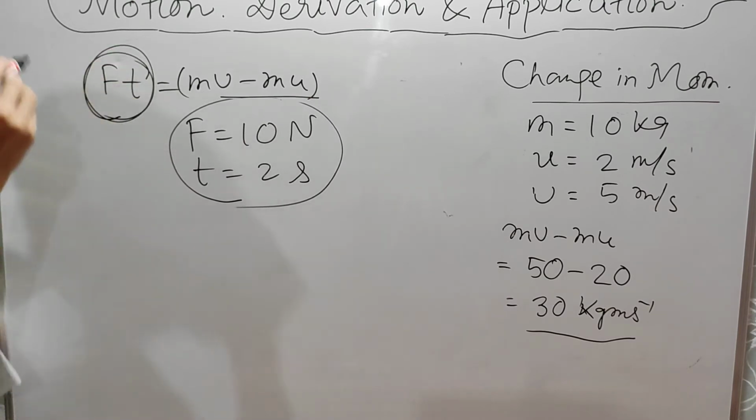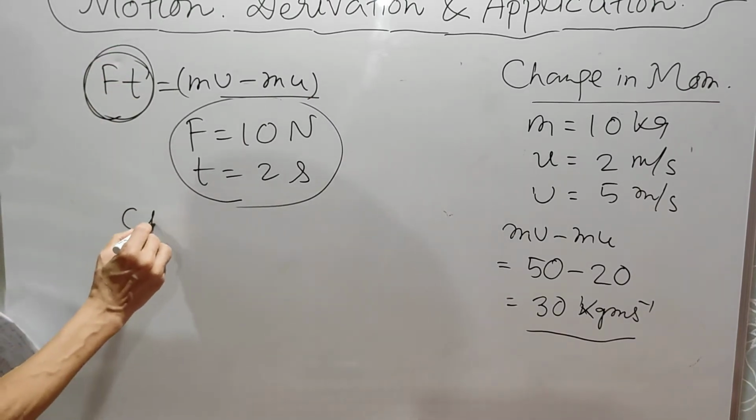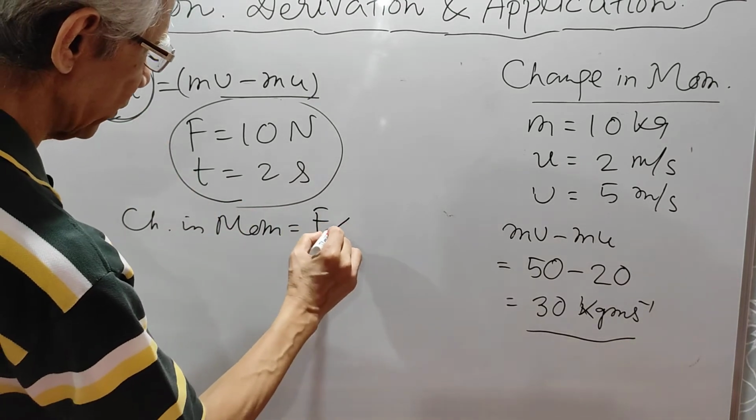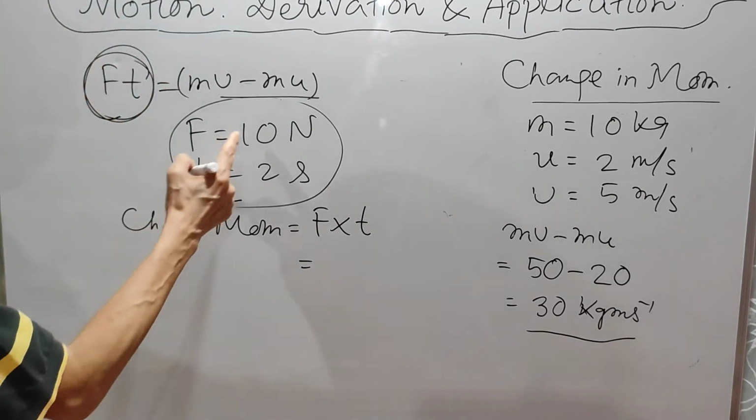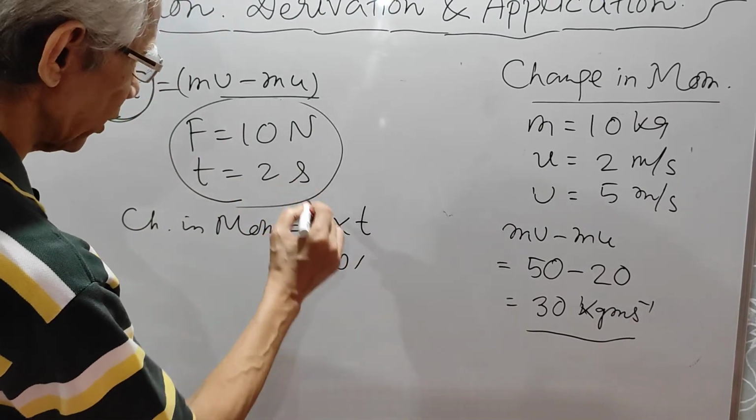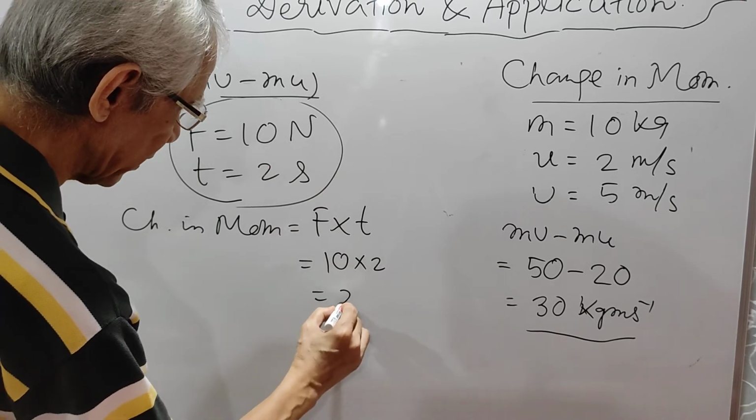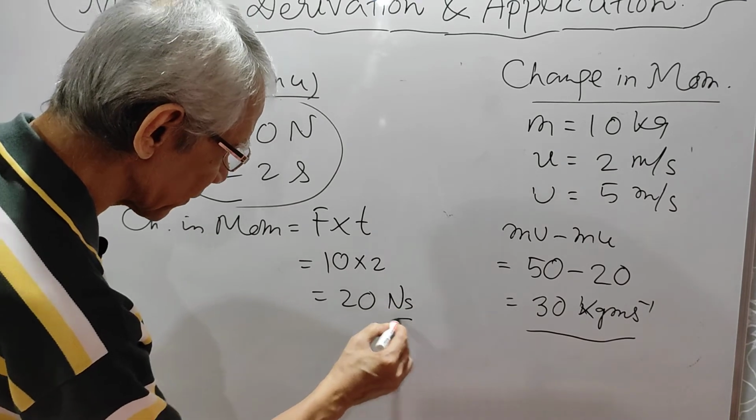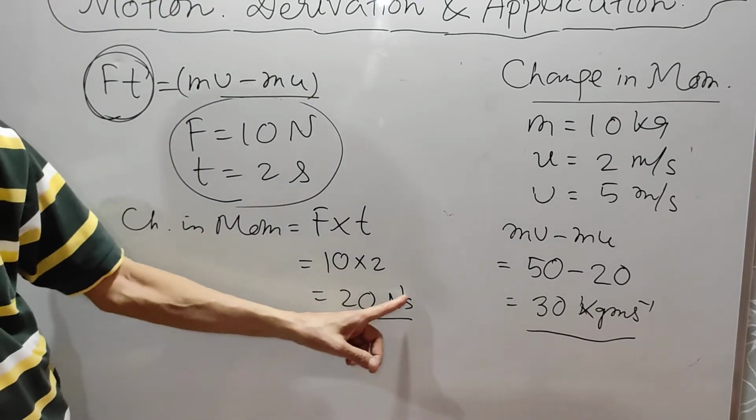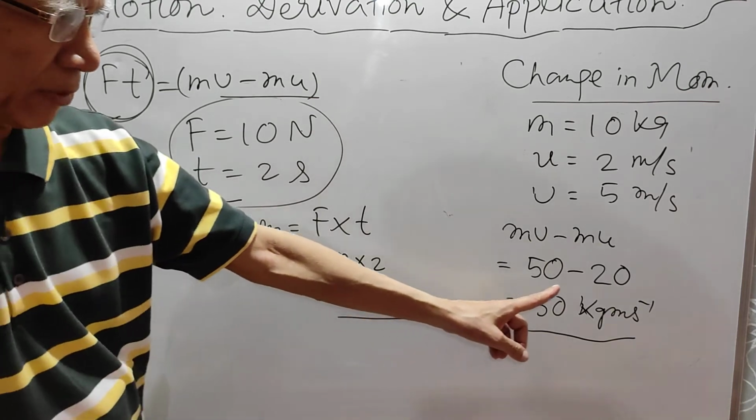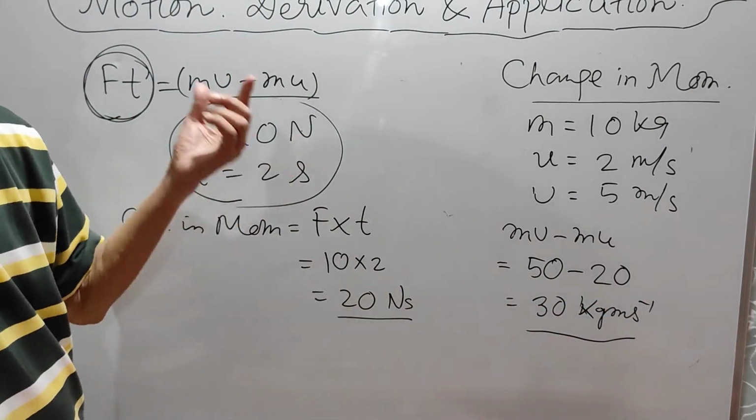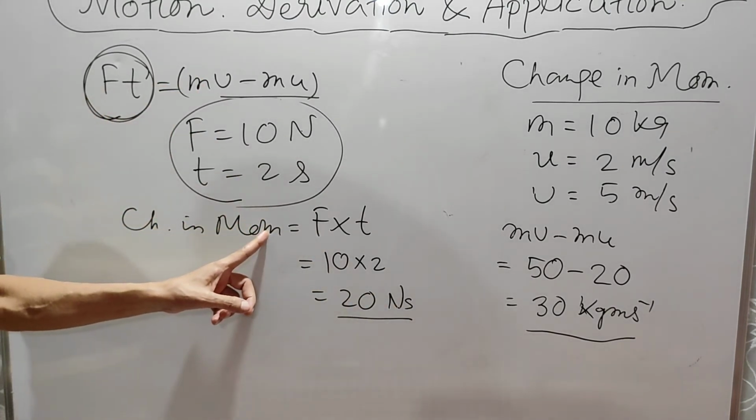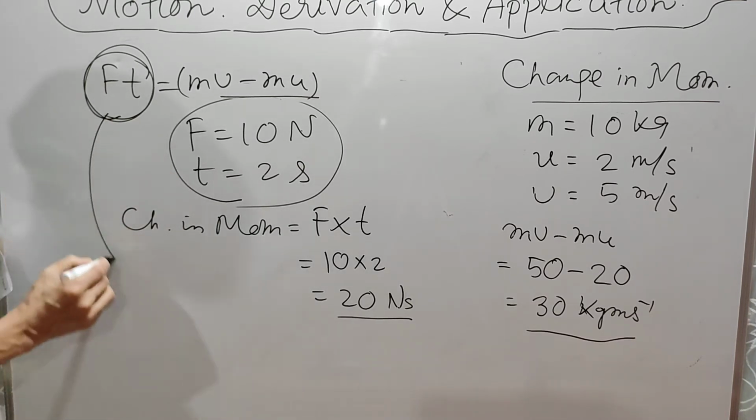Now we have to use this form Ft. So change in momentum equal to Ft, F into t, that is equal to 10 Newton into 2. So equal to 20. Now what will be the unit? Newton second. So the change in momentum is 20 Newton second. So Newton second and kg meter per second, both are units of momentum. But this one you will use only when it is a case of change in momentum or impulse. As I told you before, this is called impulse.